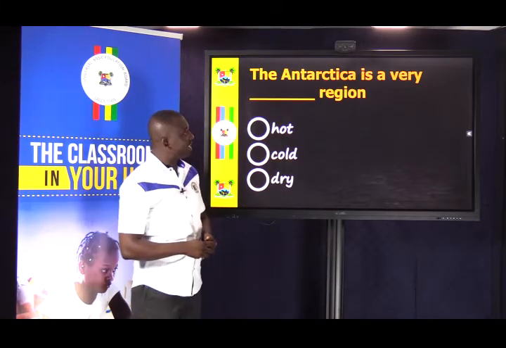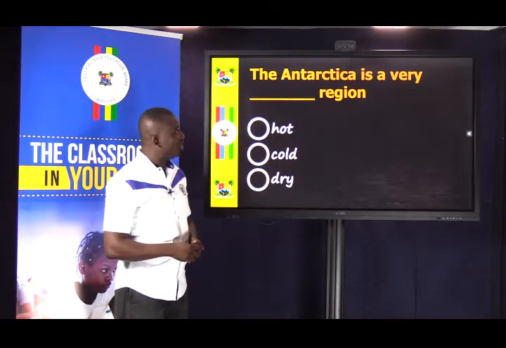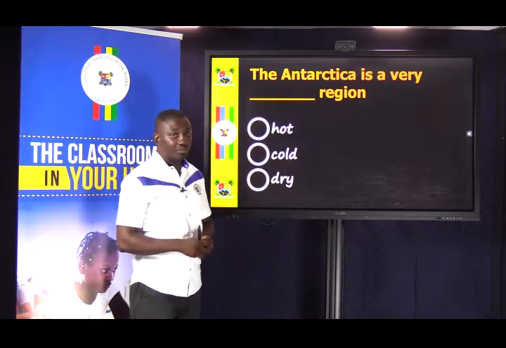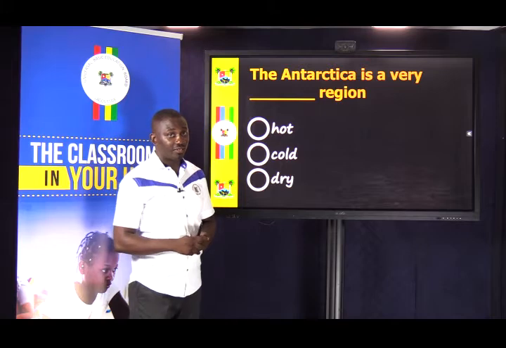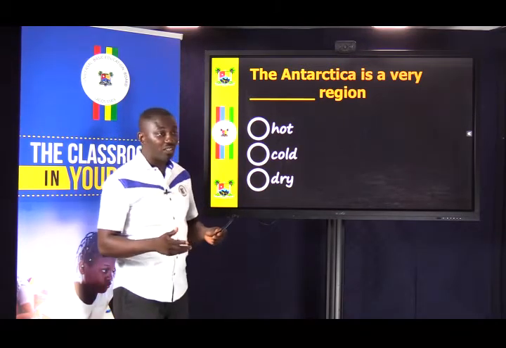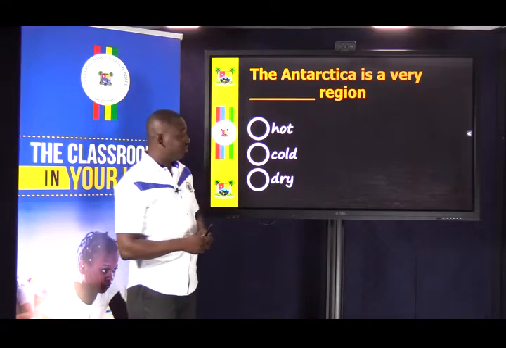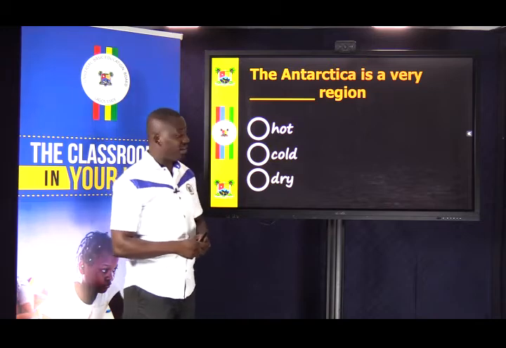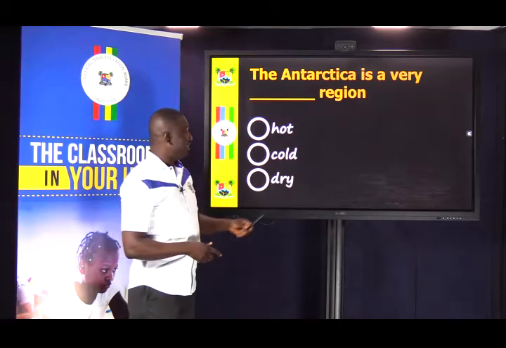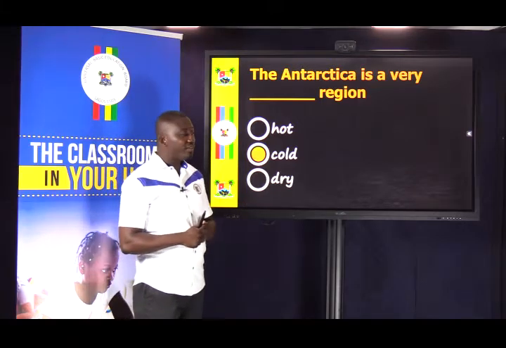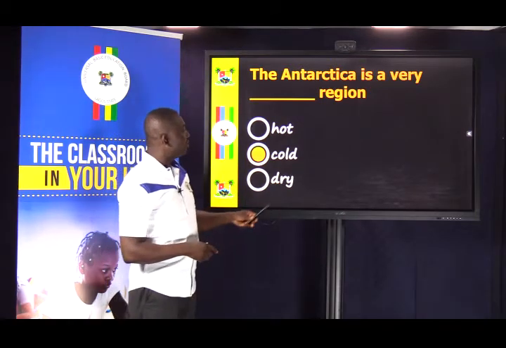The Antarctica is a very dash region. Remember, the Antarctica is also a continent. Remember? Yes. So the Antarctica is a very dash region. Is it hot? Is it cold? Or dry region? Have you put down your answer? Yes, the Antarctica is a very cold region. Very cold region.